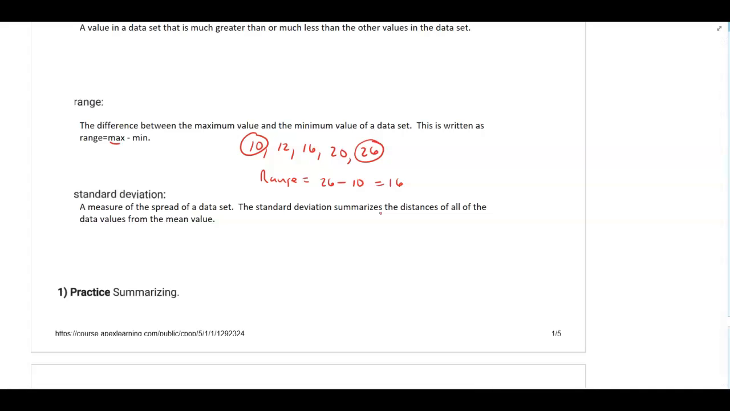Now, standard deviation will be the most complicated part of this lesson, and that is a measure of the spread of a data set. How far away from the middle all of the data is, is what they're talking about. The standard deviation summarizes the distances of all the data values from the mean, or basically the average value.